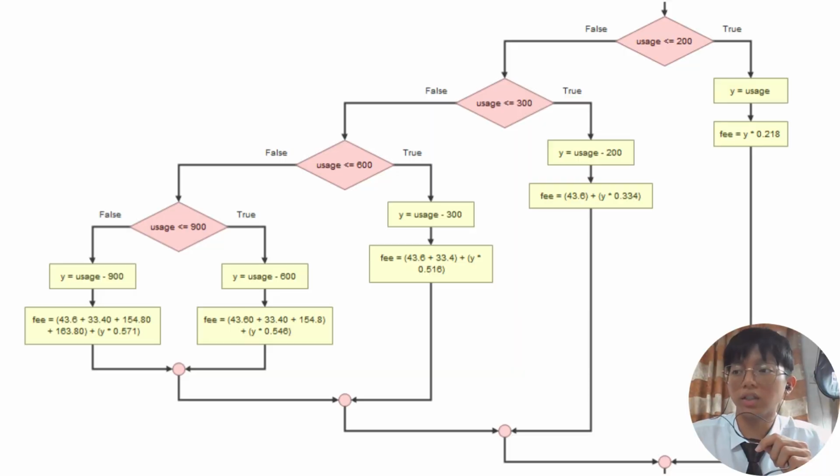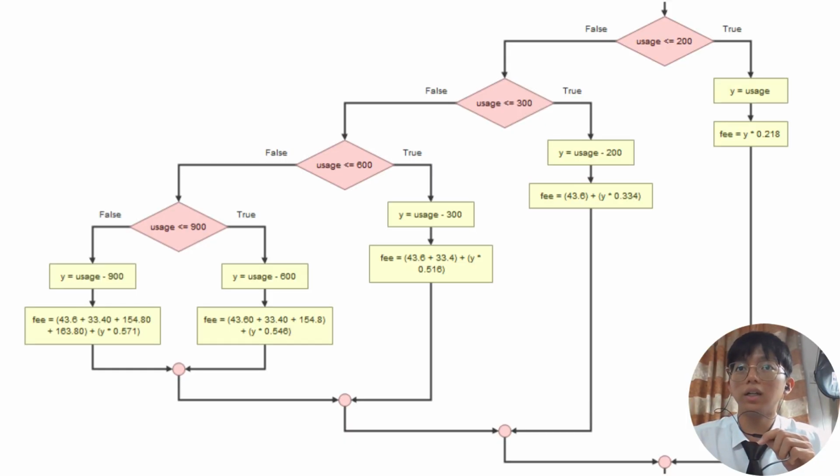If the usage is more than 300, we go to the next decision again, which is whether the usage is less than or equal to 600. If true, we proceed to the last step. If false, we go to the last decision, whether the usage is less than or equal to 900. If true, we calculate the y and the fee. If false, we also calculate the y and the fee.